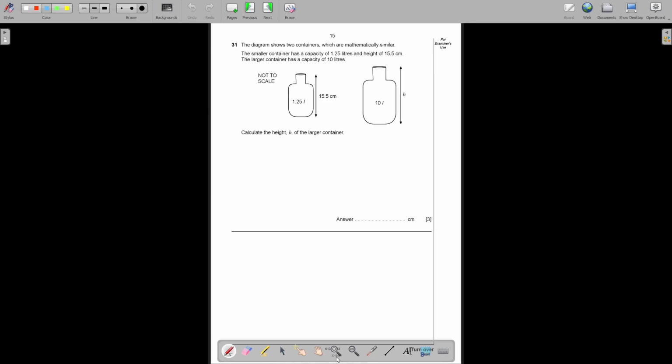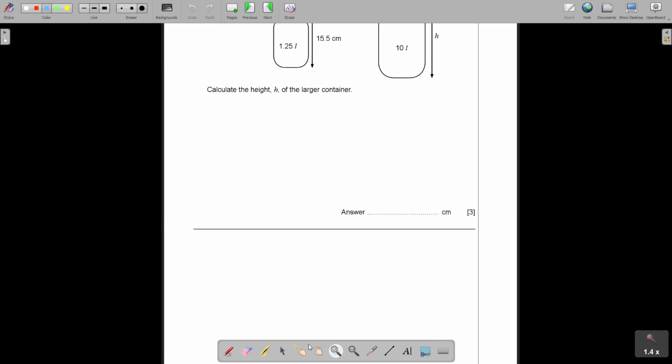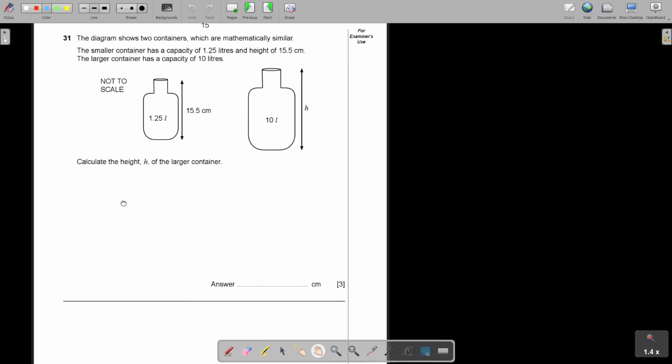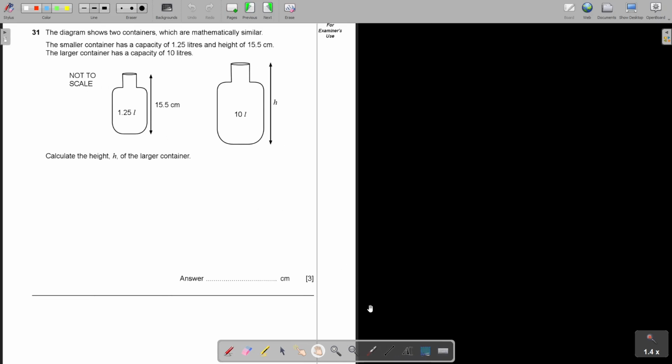Now we're going to do the last one in this video, so let's just go. Okay. So basically, if we start reading it first, the diagram shows 2 containers which are mathematically similar. The smaller container has a capacity of 1.25 liters and the height is 15.5. The larger container has a capacity of 10 liters. Calculate the height of the larger container. So this is similar figures.